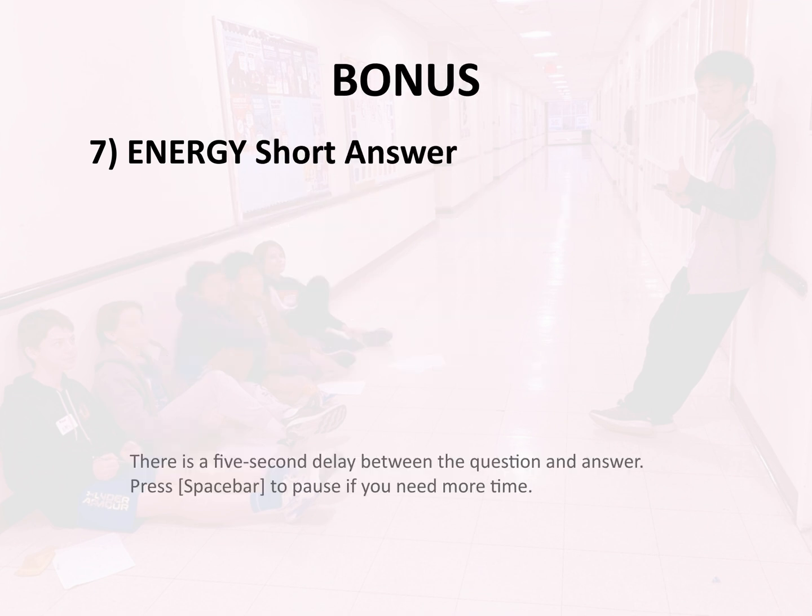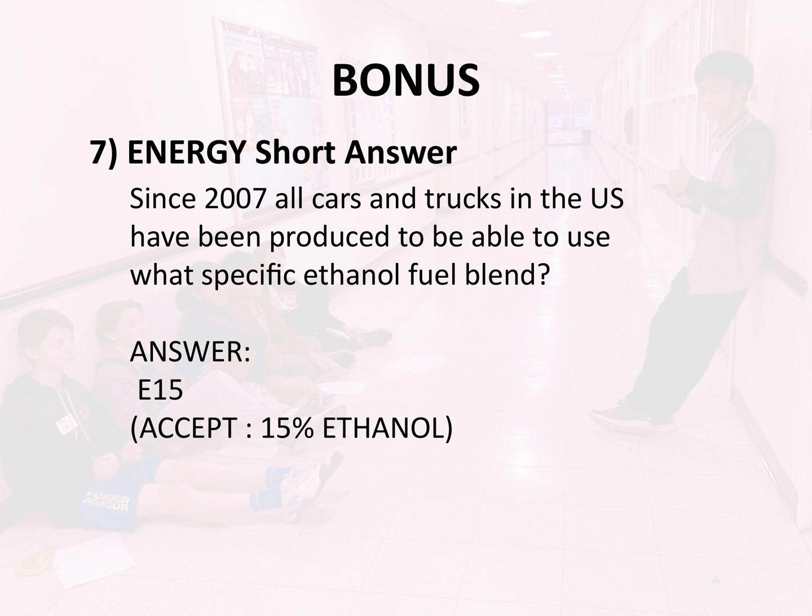Bonus 7. Energy short answer. Since 2007, all cars and trucks in the U.S. have been produced to be able to use what specific ethanol fuel blend? Answer. E15.